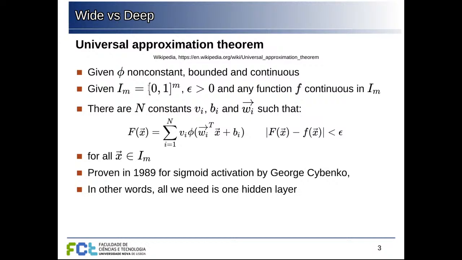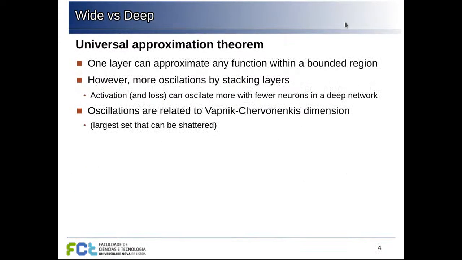But this is not a problem, because simply by rescaling the inputs we can make sure that all our data is within that region. So we do not lose the ability to generalize this for any problem. So basically all we need is one hidden layer in theory to solve any problem of approximating some function. The reason for using more than one layer is that we can have more oscillations, faster changes in the output of our network with the same number or fewer neurons by stacking layers.